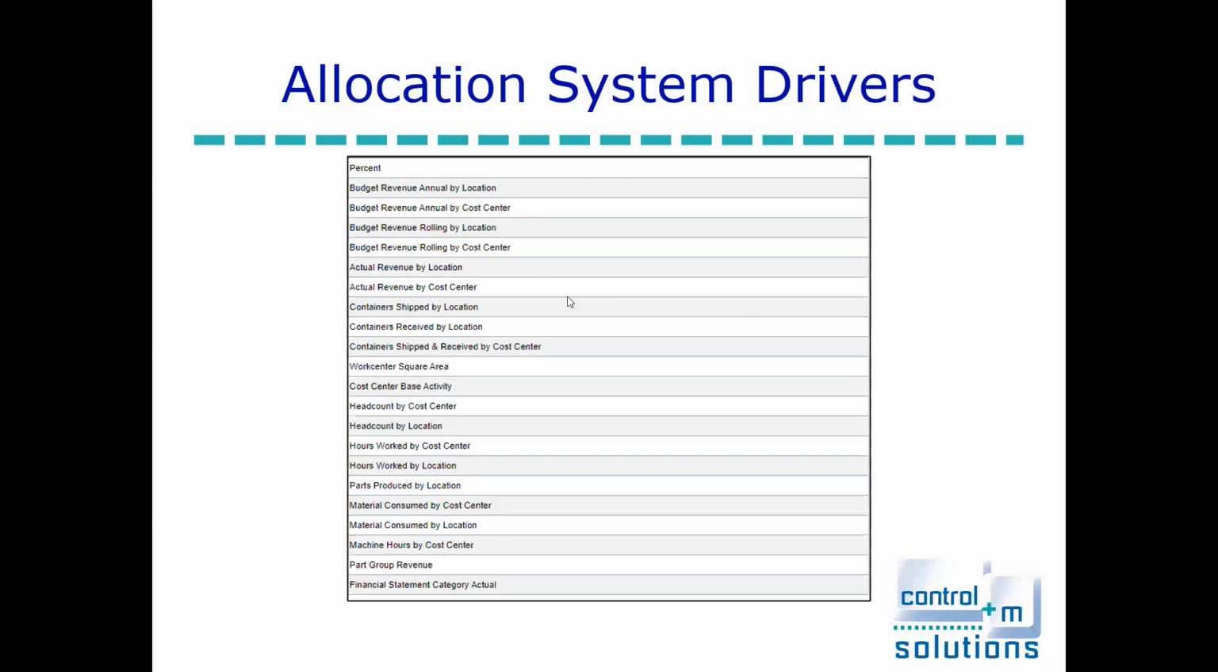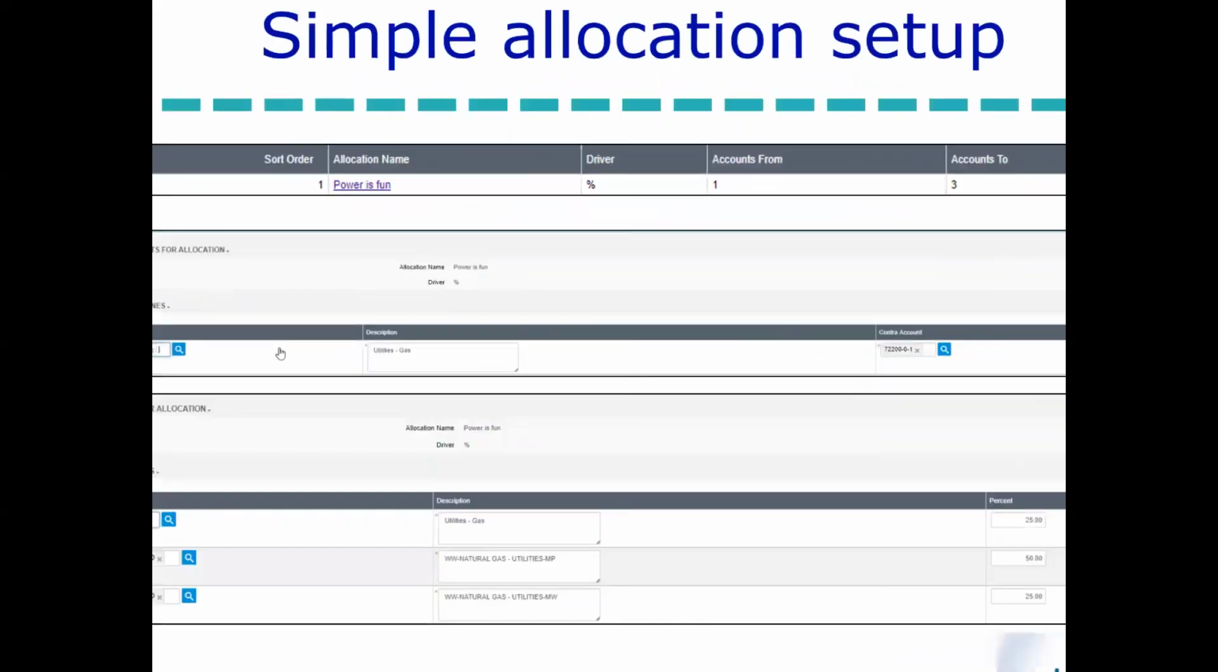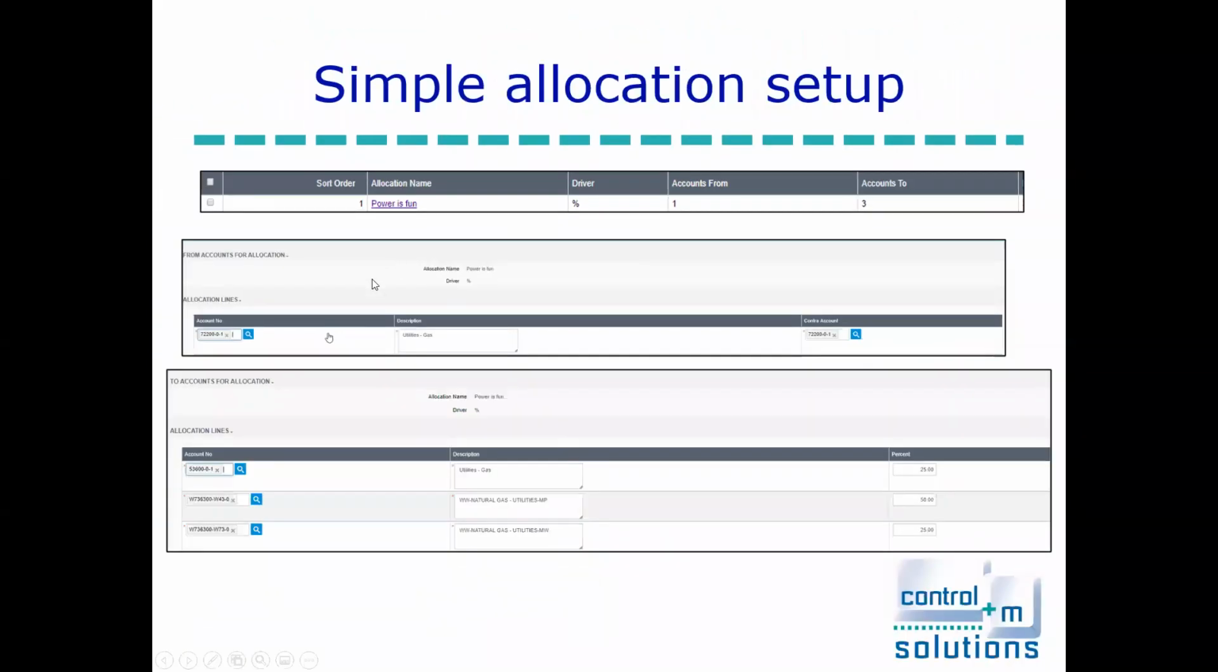There are a lot of these, and almost nobody has all this data. I think my personal favorite one is budget revenue rolling by cost center. I am just not that guy. Most of the time, we see these set up with percentage, which is very easy. Simple allocation, not a lot of drama here. I'm going to zoom in just a shade, maybe not.